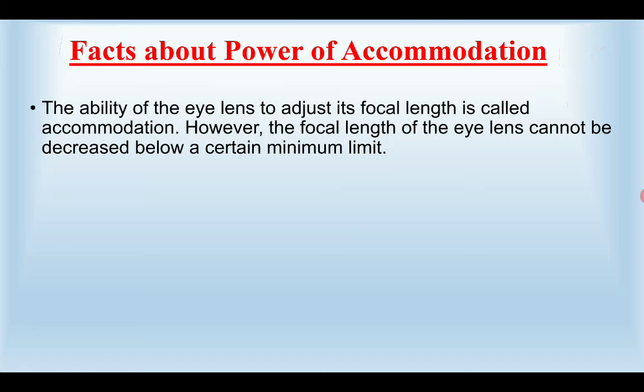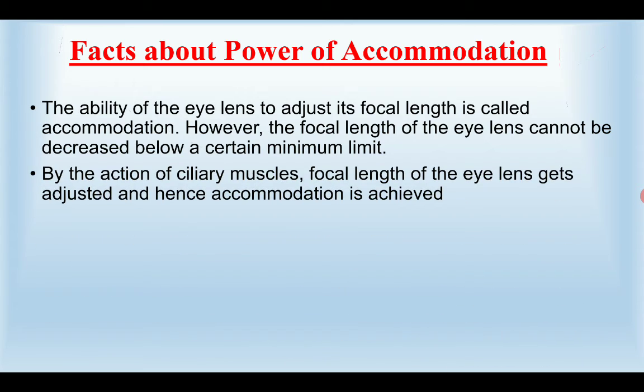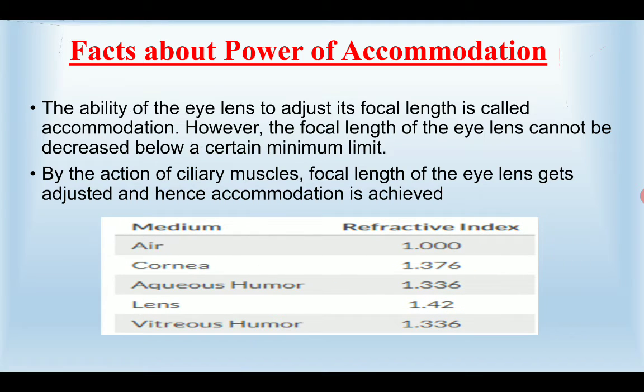So beyond a certain limit, we can't adjust the focal length of our eye lens. Now this is obtained by the help of the ciliary muscles, of course. So we are obtaining this accommodation or the power of accommodation with the help of ciliary muscles. Now let us see a table.